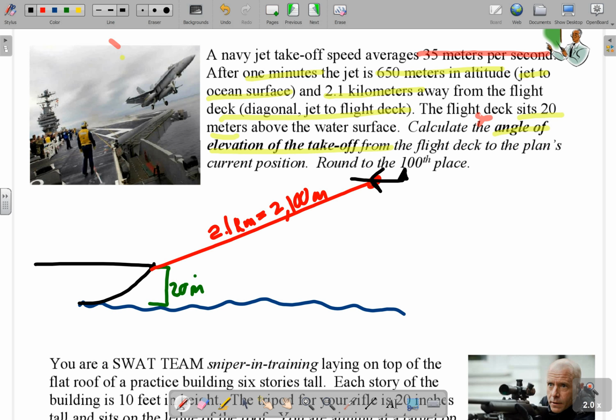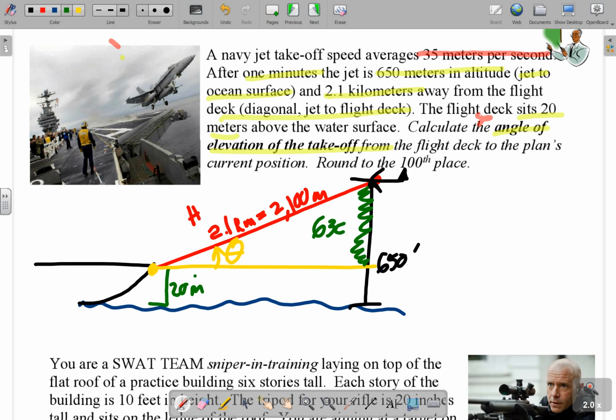The altitude of the plane from the plane to the water surface was 650. But we want the angle of elevation, which is right here, horizontal going up. So there's our theta. The trick to this whole problem is, when we work with the opposite side of this triangle, you're not working with 650. It's 650 minus the 20, it's 630. So we have opposite and hypotenuse.